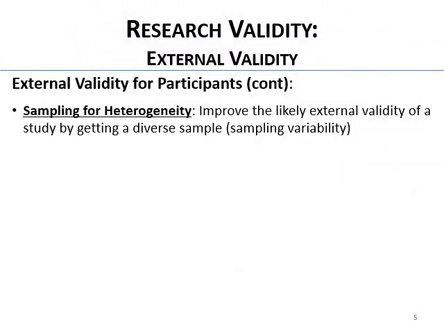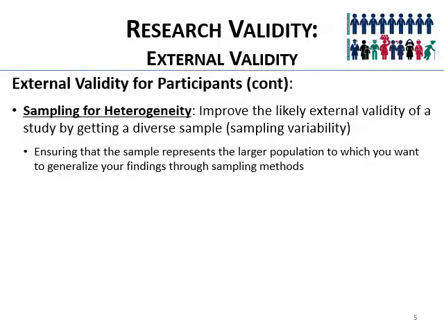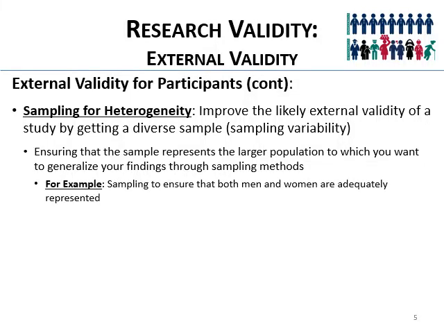So one way to build in external validity for participants is doing what we call sampling for heterogeneity. You improve the likely external validity of your results by getting a diverse sample in the first place. So you build in sampling variability. Ensuring that the sample is representative of that larger population makes it more likely, remember representativeness, that you're going to be able to generalize to the larger population. So sampling to ensure that both men and women are adequately represented in your study is a great way to increase the likelihood you're going to be able to generalize your results to both men and women.